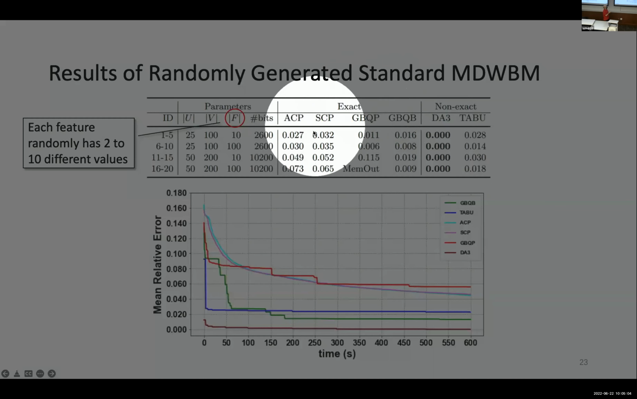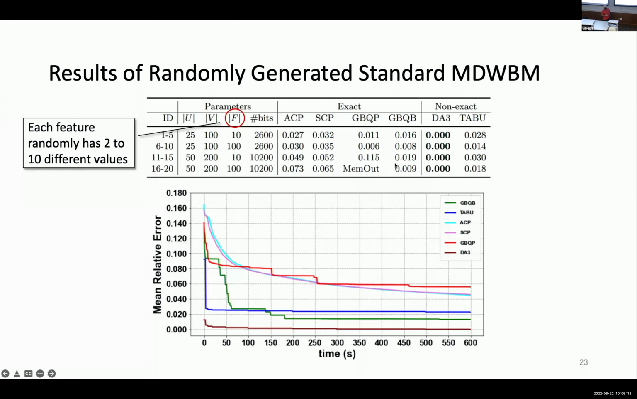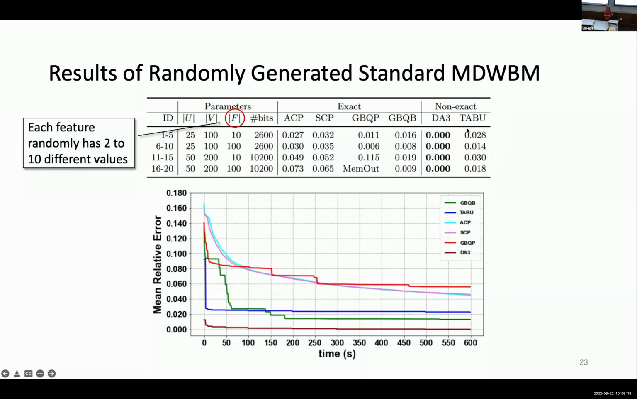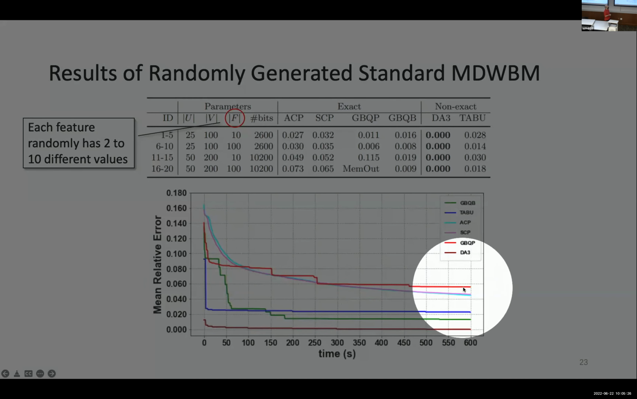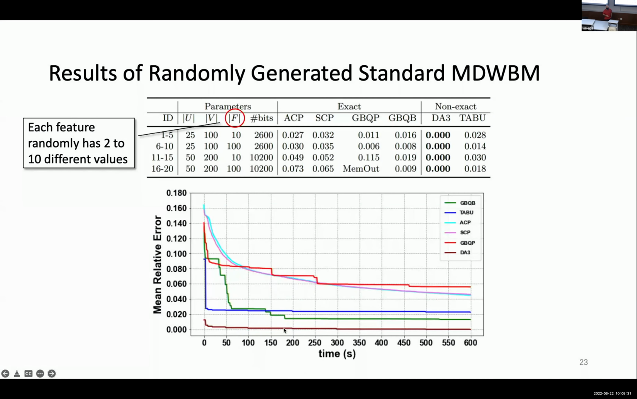The CP models are okay. The Gurobi QP in this case times out, our memory's out, right? But the QUBO model actually does a little bit better, which is a bit weird. And the Tabu search, yeah, it's okay. And so the picture here, interestingly, is that the QUBO models are actually all better, so down here, than the non-QUBO models. And DA3 is actually performing the best. Okay.